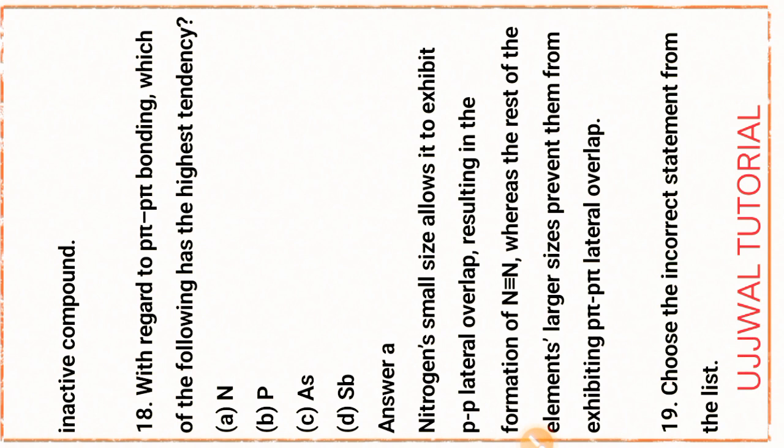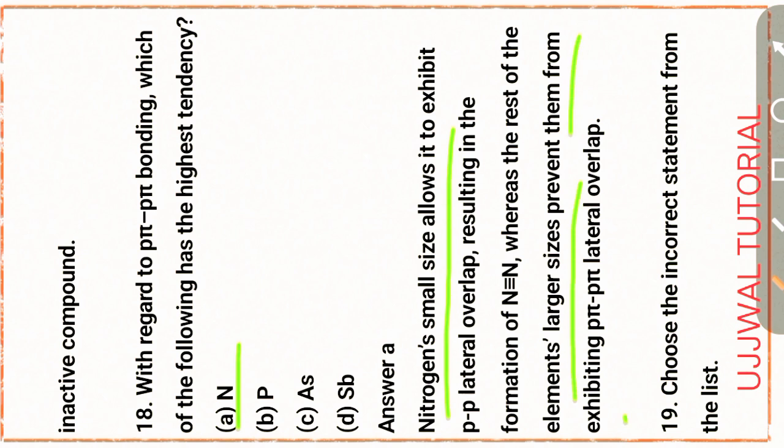Okay, next question number 18. With regard to p-pi bonding, which of the following has the highest tendency for p-pi bonding? That is option A, that is nitrogen. Nitrogen's small size allows it to exhibit p-pi overlap, resulting in the formation of the nitrogen triple bond, whereas the larger size of the rest of the elements prevents them from exhibiting p-pi overlap.